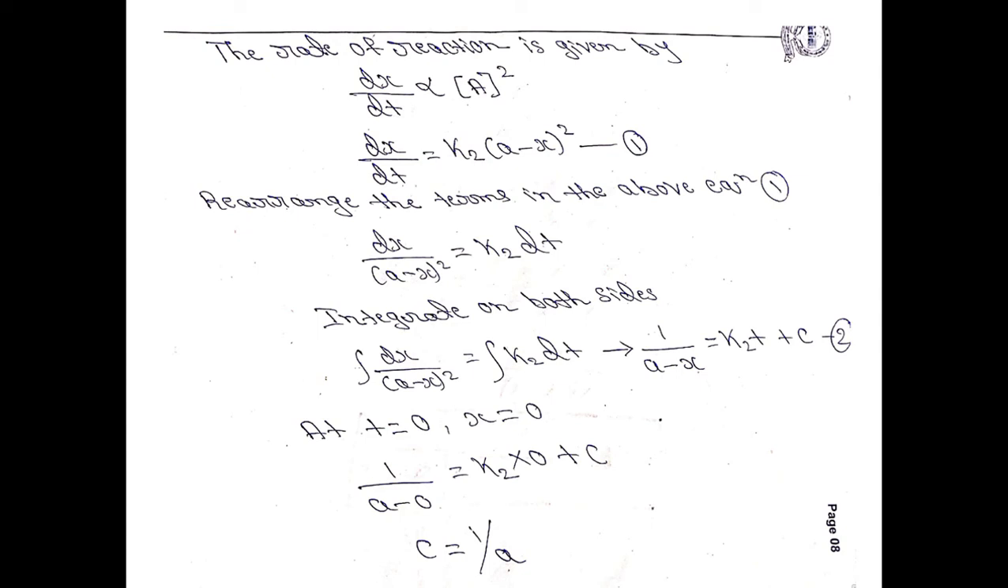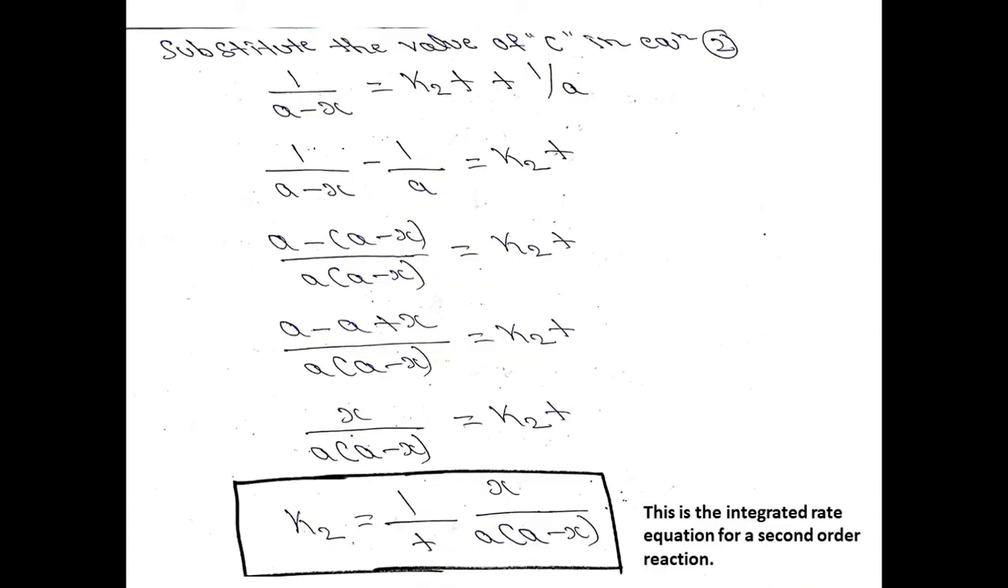When t is equal to 0 and x is equal to 0, the equation is 1 divided by (a minus 0) equals K2 into 0 plus c. Then c is equal to 1 by a. Substitute the value of c in equation number 2. The equation is 1 divided by (a minus x) equals K2 t plus 1 by a. Put 1 by a on the left hand side. The equation is 1 divided by (a minus x) minus 1 by a equals K2 t.